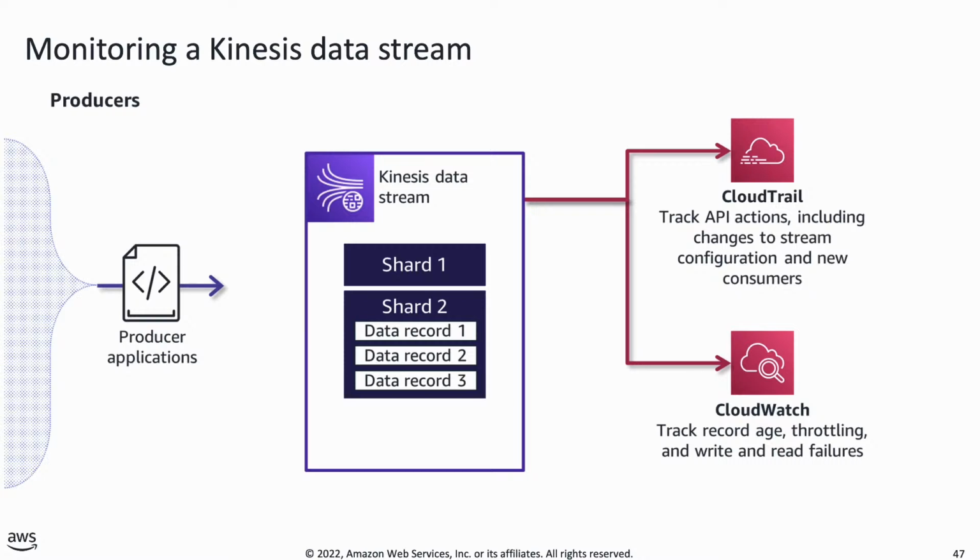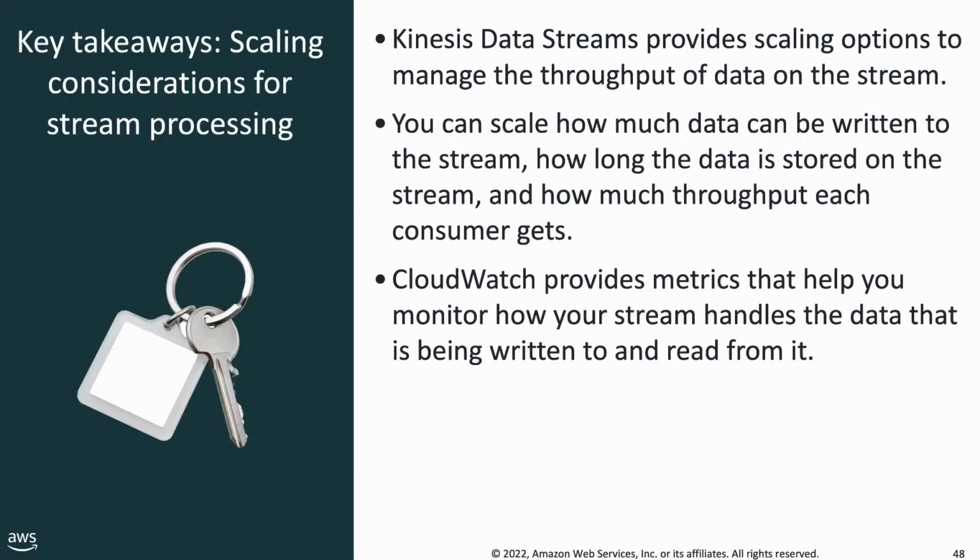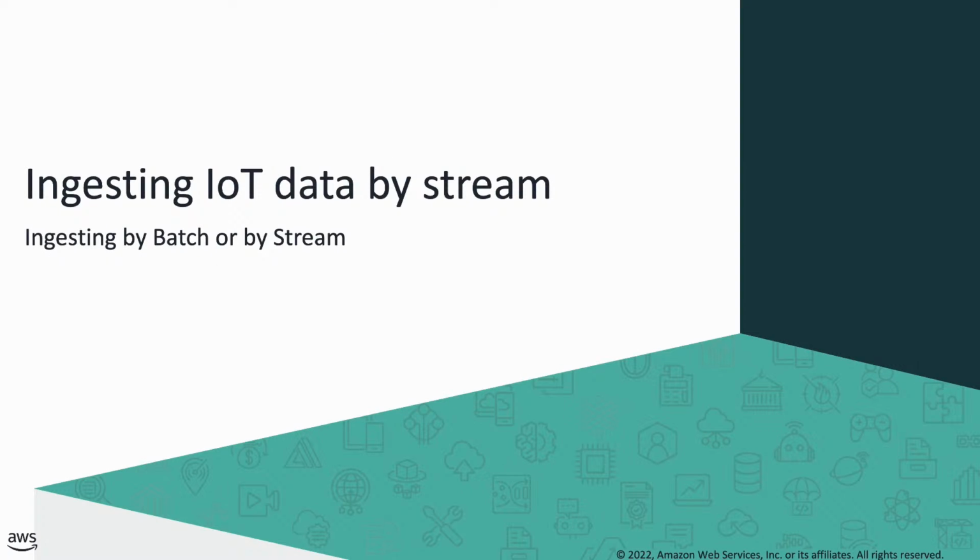If we think about CloudTrail and CloudWatch, they're integrated with Kinesis data streams, and this means that you can look at metrics for a Kinesis data stream and align the scaling considerations for those. The Kinesis data streams will allow you to scale how long the data remains on the stream, the stream's read capacity, and the stream's write capacity. The IoT data is often ingested by stream, and this could allow you to ingest data by batch as well. So it's up to you to really tune that.